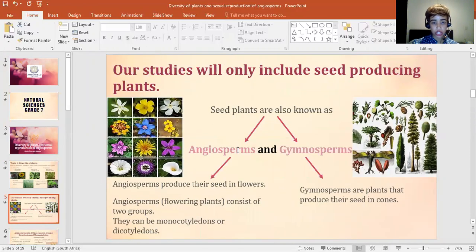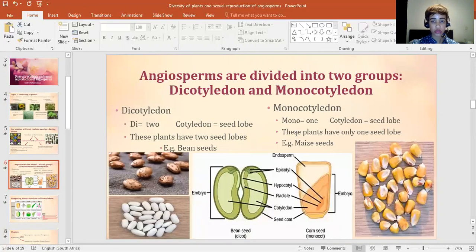Right, if we look at seed-producing plants, we have 2 groups, angiosperms and gymnosperms. The angiosperms are also known as flowering plants because they produce flowers. The gymnosperms produce seeds that are enclosed in cones. Angiosperms are further divided into 2 groups, dicotyledons and monocotyledons.